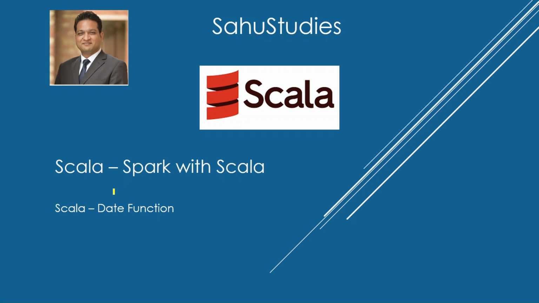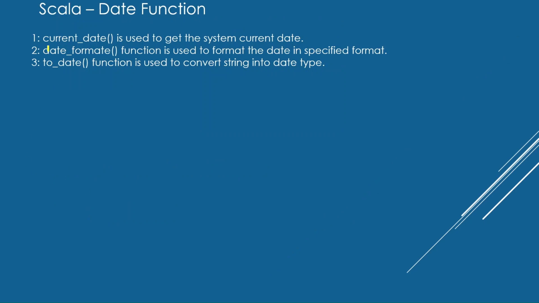In this video, we are going to see date functions in Scala. We are going to see three date functions. One is current date. It is used to get the system's current date. This is date format. This function is used to format a date in a specified format. I will show you how we can use date format to format the date into a specific format.